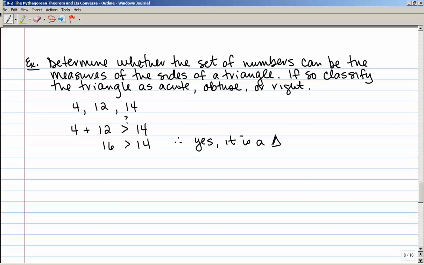Now, is this a right triangle? Is it acute or is it obtuse? Well, the question is, does it work in the Pythagorean theorem? Is 14 squared equal to 4 squared plus 12 squared? Is 196 equal to 16 plus 144? It is not. In fact, 196 is greater than 160. And remember from the Pythagorean inequality theorems, if c squared was greater than the sum of the other two squared, then it is an obtuse triangle.